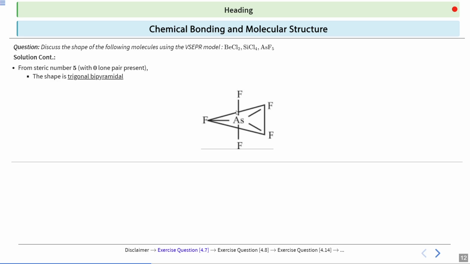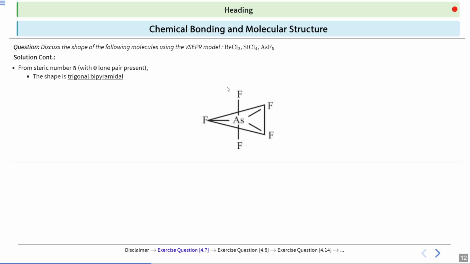Then the next angle which is possible is 90 degrees, which is between the axial fluorine and the equatorial fluorine. Remember which one is the axial and which one is the equatorial? We have already talked about it. So this one, which is linearly present, F, S, F, they are the axial fluorines and they are making an angle of 90 degrees with the equatorial fluorine. So there are 3 120 degrees. And what about the 90 degrees? There are 6 90 degrees.